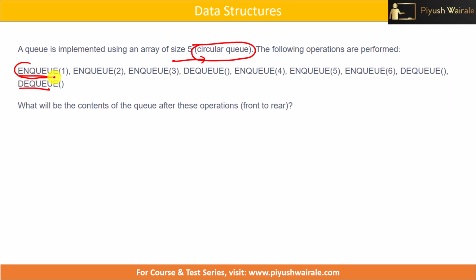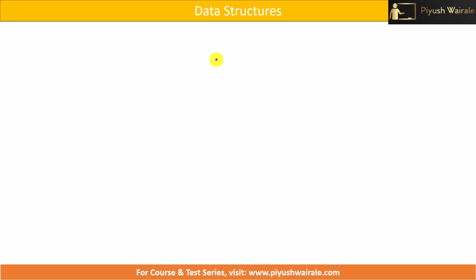Enqueue means simply that we are going to add an element inside the queue. Dequeue means we are going to remove an element. And how we add and remove elements in the queue is based on the first in first out principle. This is what we have discussed, right? But what about a circular queue here? Let's try to understand that first.